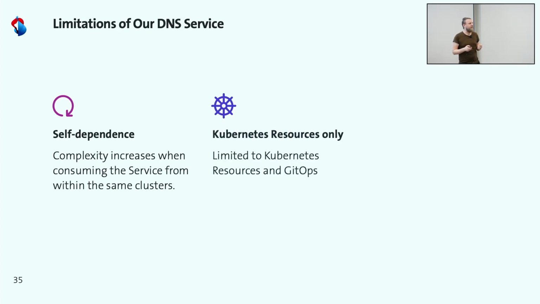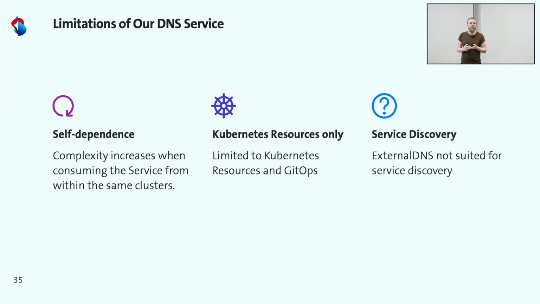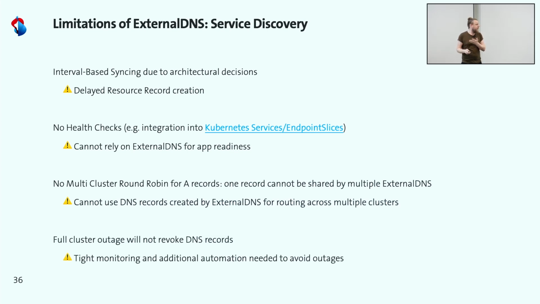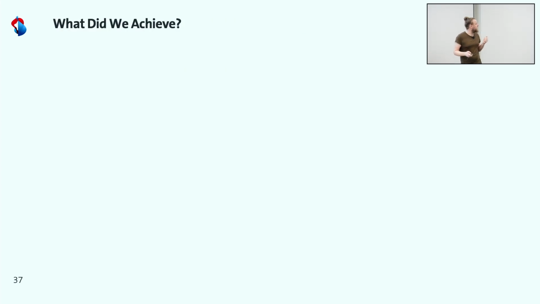Second limitation is Kubernetes resource only. So we decided to use the Kube API for all interactions. That's a given by that system. And the third one is service discovery. So we think that external DNS, the tool that Fabian showcased for the DNS records automation, is not suitable for service discovery. We have a few more details about that. I cannot go through that now. Approach us if you have more questions.